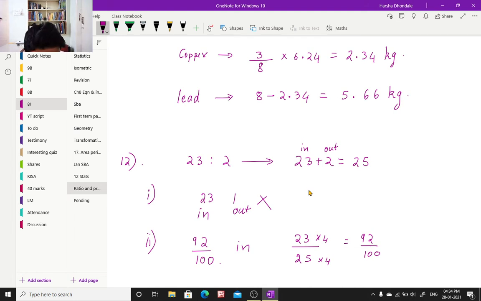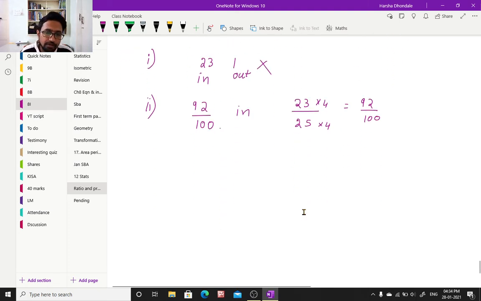Second statement is definitely correct. Which of these statements are definitely true or could be true? This is true. Okay, this is definitely true.